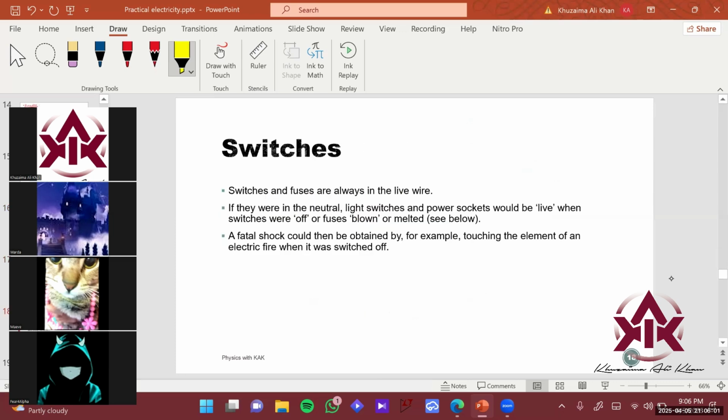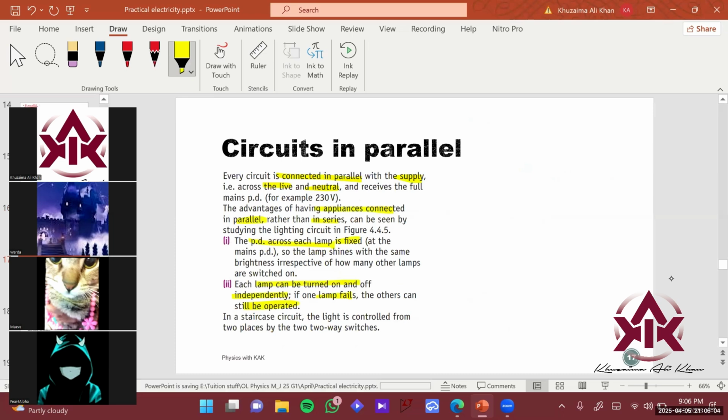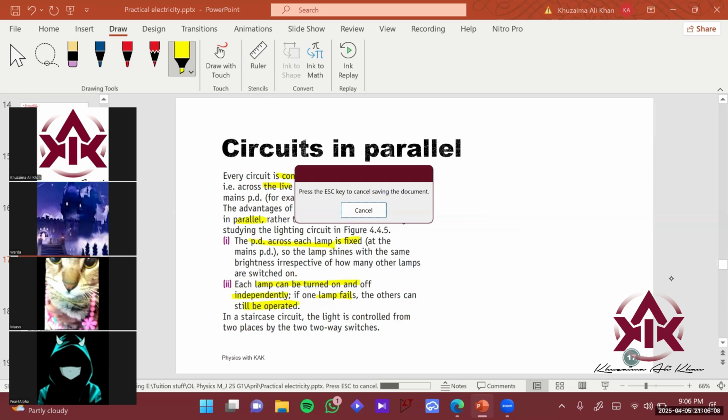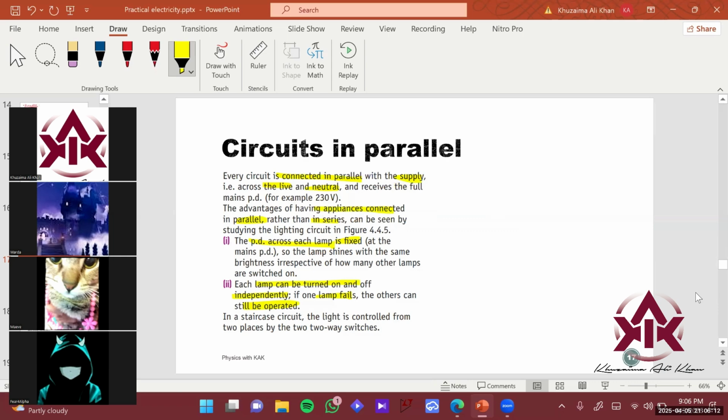If it makes sense, give me a thumbs up quickly. How do you see electrical circuitry wiring in your house? Okay, it makes sense to Balda, maybe. What about Hamza? Okay, good.